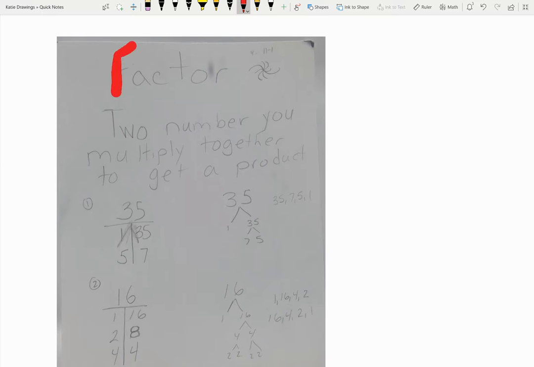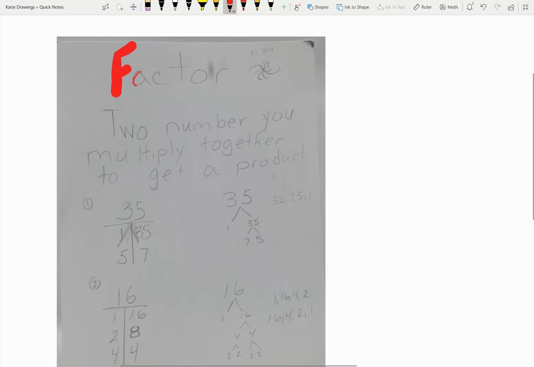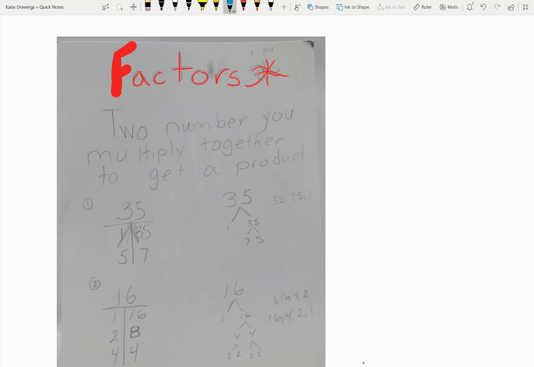So go ahead on the top. I'm going to make this a little bit smaller. All right, we're going to do our title. So factors. And then, a little design. So basically, I'm going to write factors.